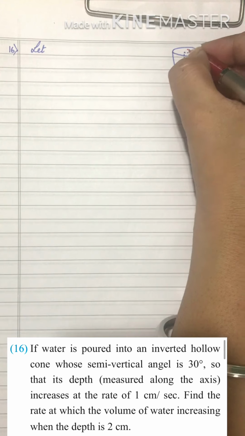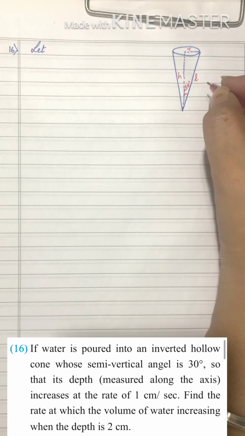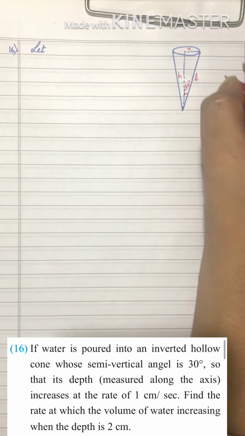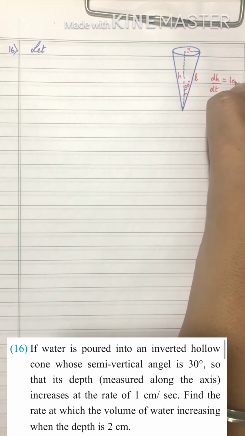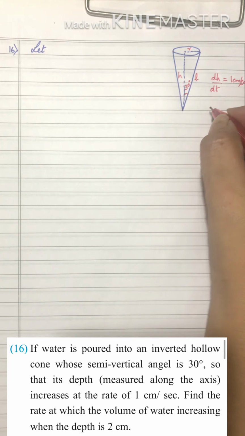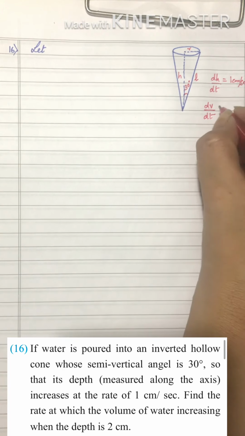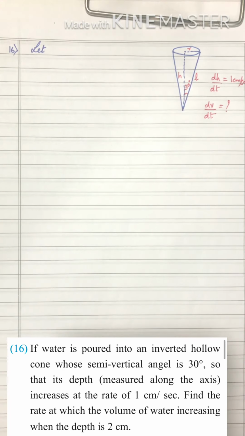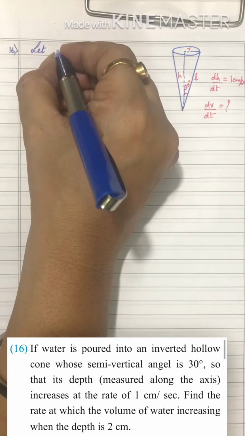This is H and this is R, and this is slant height denoted by L. Depth measured along the axis increases at the rate of 1 centimeter per second. So that means dH upon dt is given to us, 1 centimeter per second. And find the rate at which the volume of water is increasing when the depth is 2 centimeter. Volume of water, so this we have to find. Rate at which the volume of water is increasing. Very easy sum it is. So let's start. We will first of all say about R, H and L.